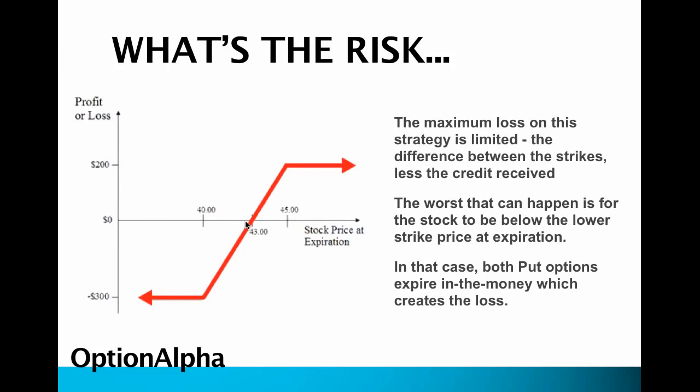The worst that can happen is for the stock to close lower than the lower strike at expiration. So again, at this lower strike, where the loss diagram starts to flatline, your losses are capped right here at $300. If the stock closes anywhere below 40, then your losses are completely and 100% capped. You cannot lose a dime more, because in that case, both put options expire in the money, which creates the loss.